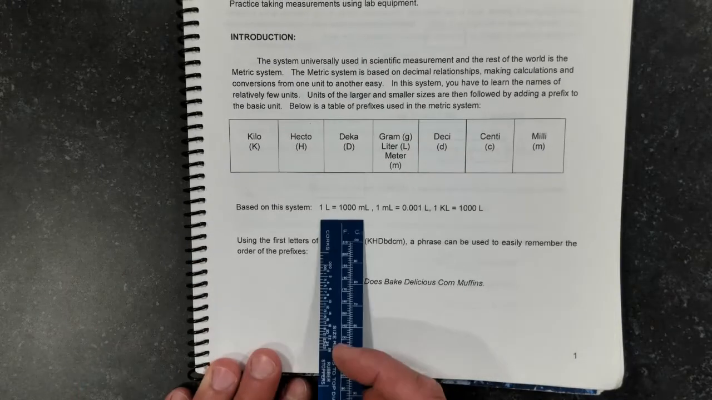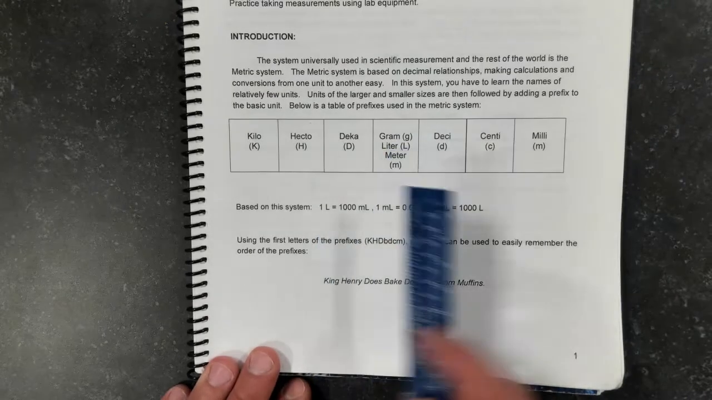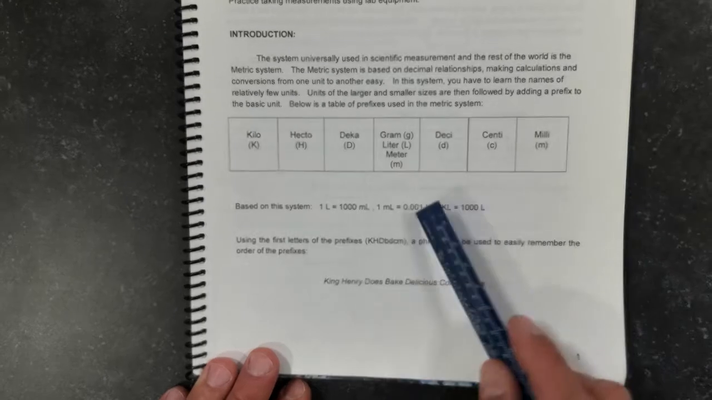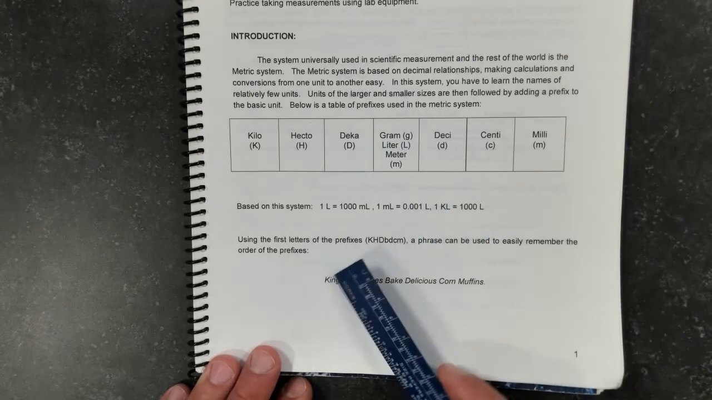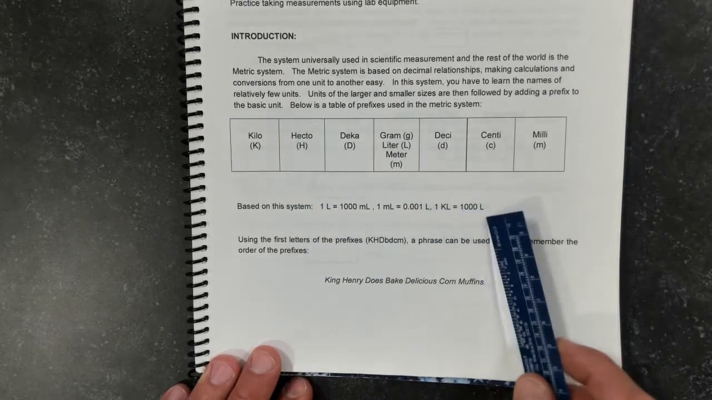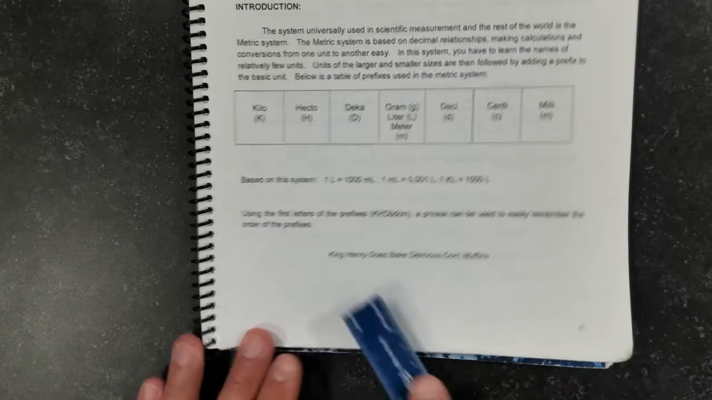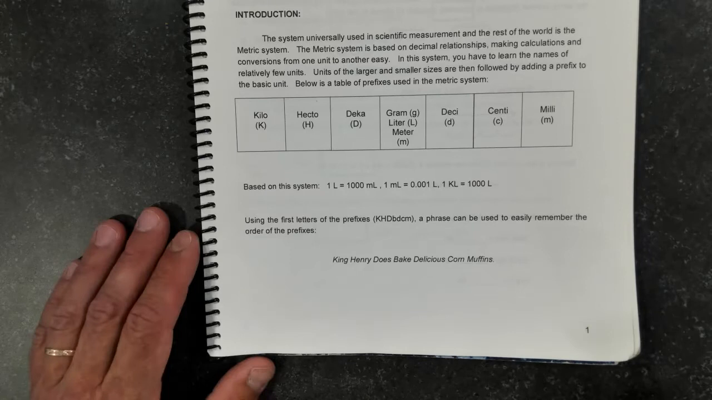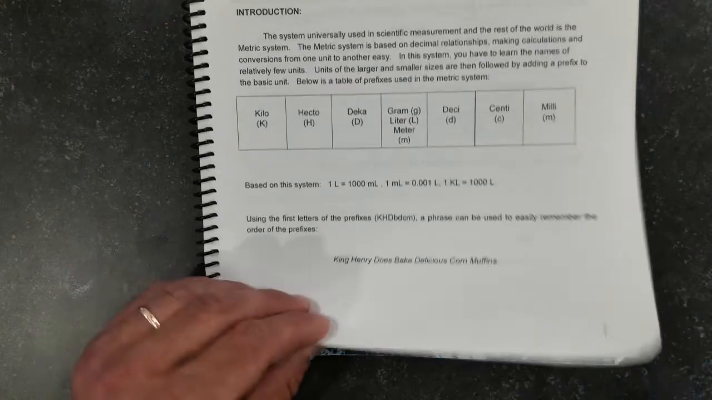Here's some illustration. So 1 liter is 1,000 milliliters, and 1 milliliter is 1,000th part of a liter. 1 kiloliter is 1,000 liters. The mnemonic rule to use to memorize those prefixes is shown here.